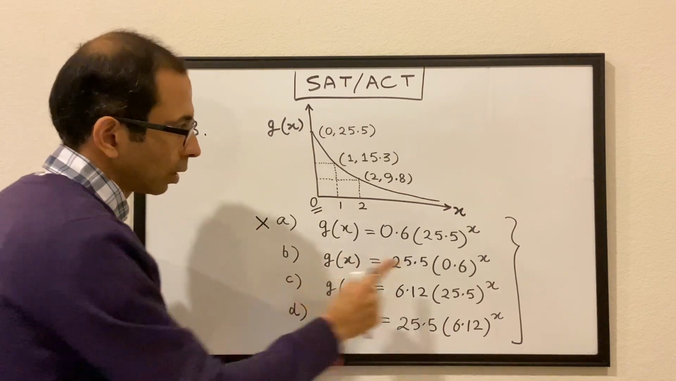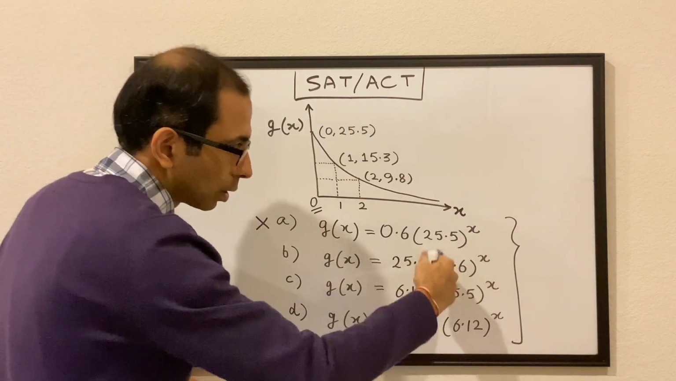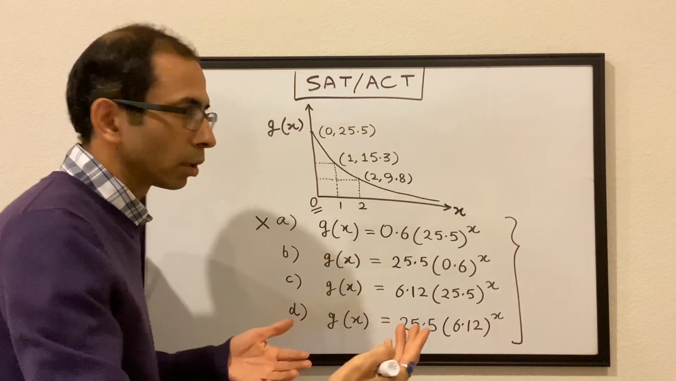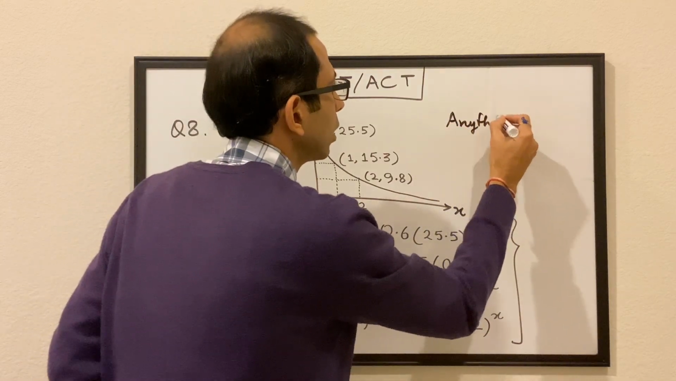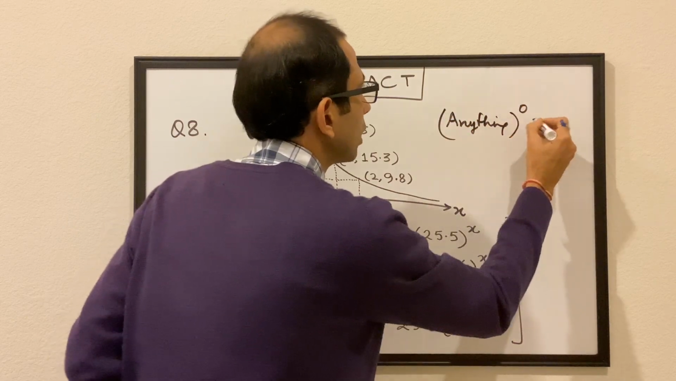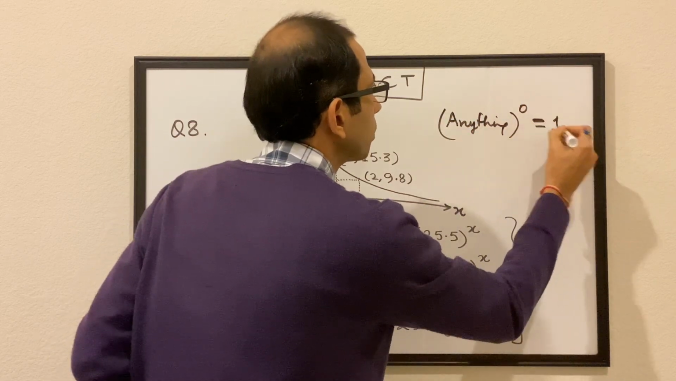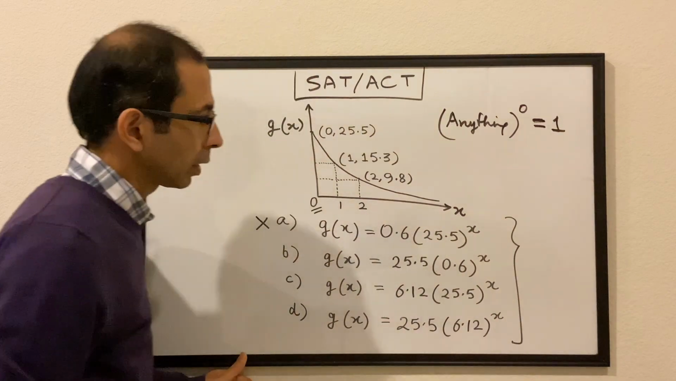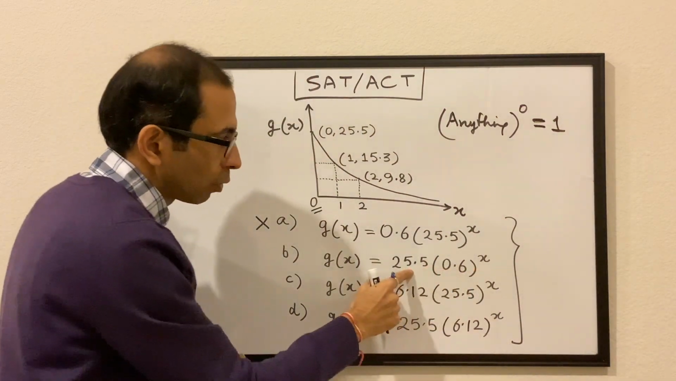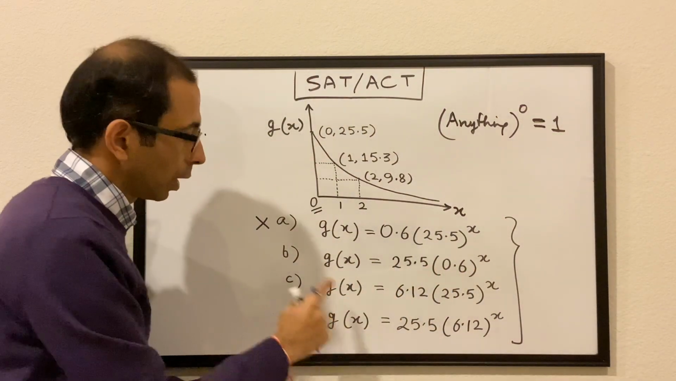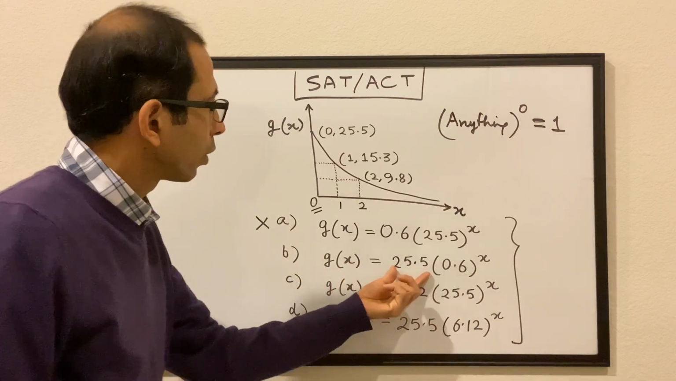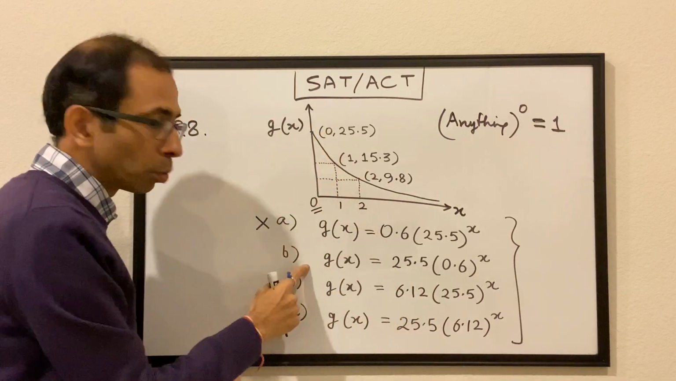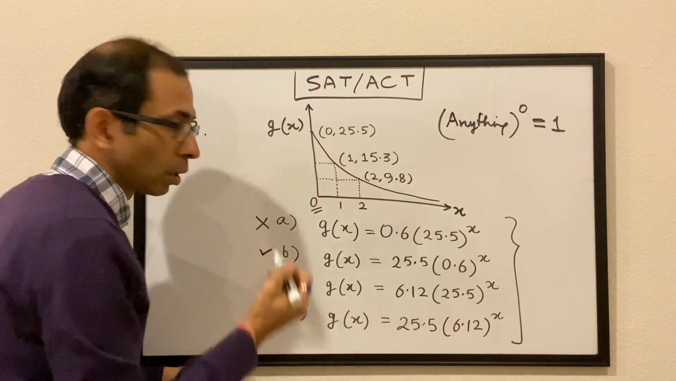Let's go to B. When we put x equal to 0, this guy becomes 1 because anything to the power of 0, right? So what we need to remember is that anything to the power of 0 is 1. So this becomes 1. 1 times 25.5 is 25.5. So B does give the value of the function as 25.5 when x is 0. So this could be an option, right?